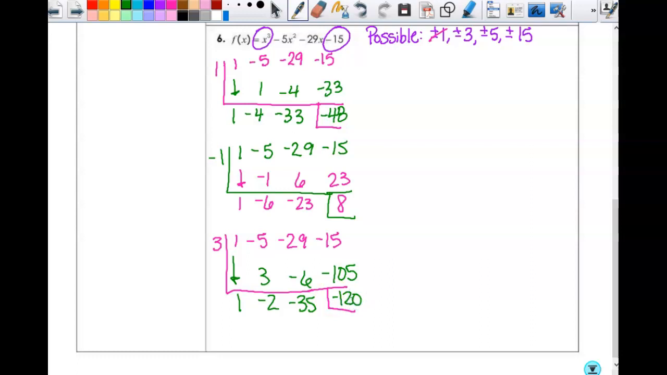So now I move on to negative 3. Using the same coefficients: 1, negative 5, negative 29, negative 15. Bring down my 1. Negative 3, negative 8, 9. Oh, not 9. Sorry, making stuff up. So negative 8. So then this is positive 24. That makes a whole lot more sense. Negative 5, positive 15, and 0. So finally, we have something that works. Negative 3, which means the factor is x plus 3.